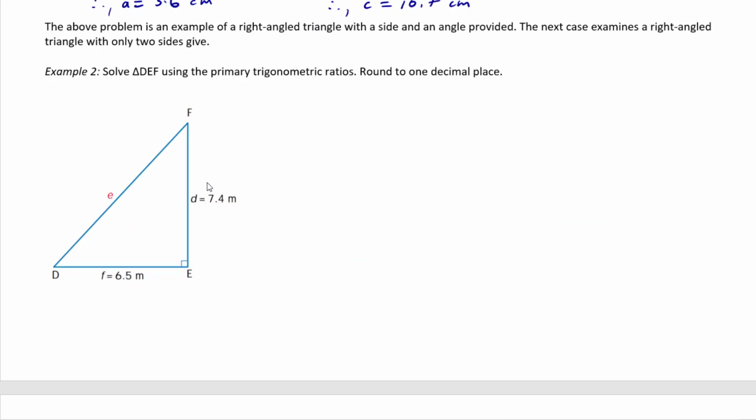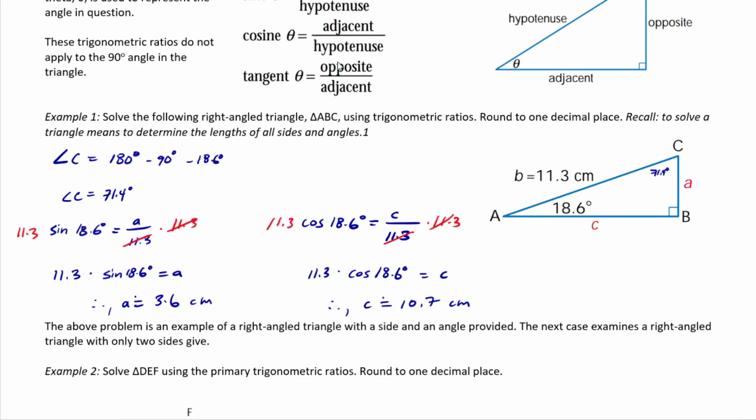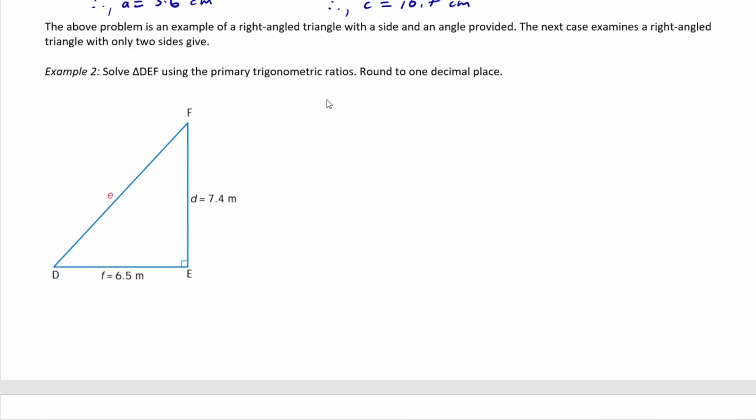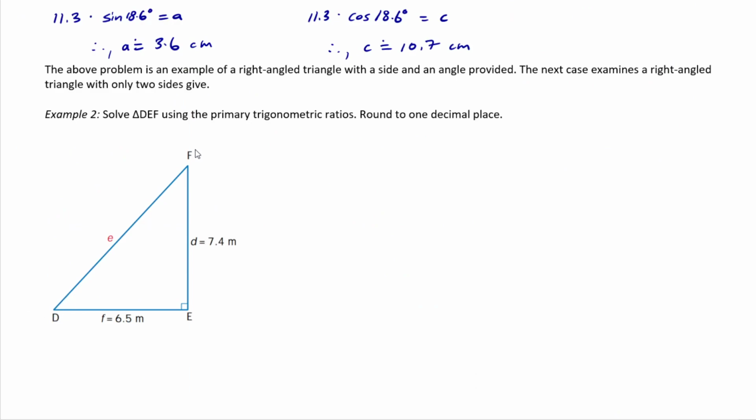In this next example, I'm only given two sides right here, D and F, and I need to solve for the entire triangle. So I'm going to use the tangent ratio. As you can see up here, tangent is opposite over adjacent for angle D right here. So tangent of angle D is equal to the opposite, which is 7.4, over the adjacent, which is 6.5.